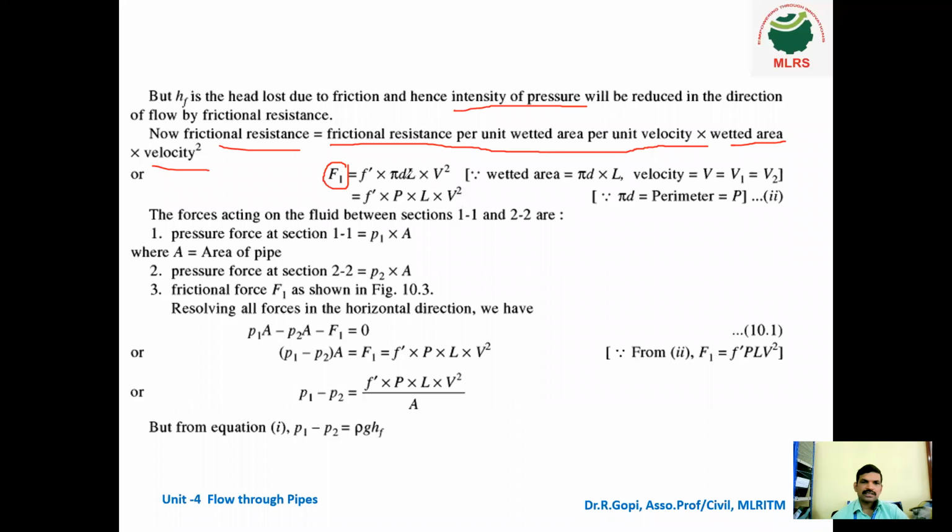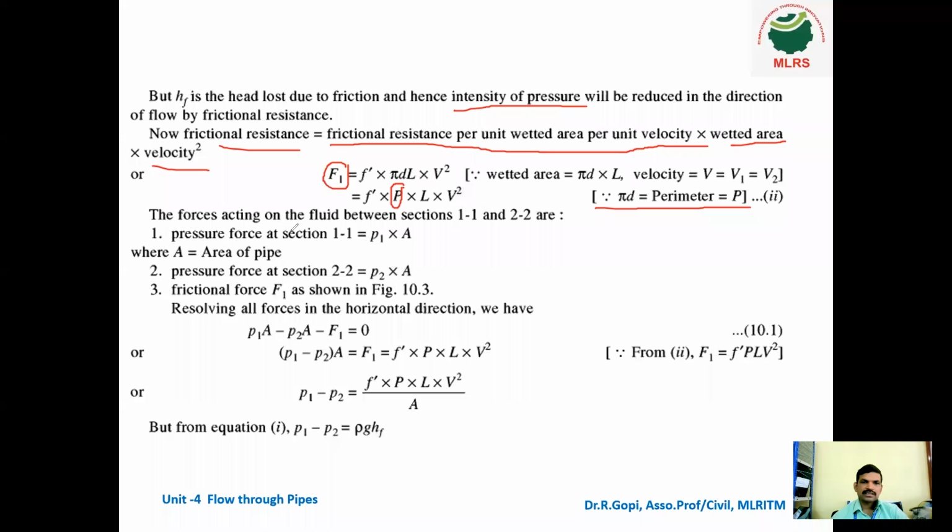So in F', πd is nothing but the perimeter or circumference. So π into d, which is equal to P, because here the perimeter is πd. So it is P into L into V squared. Keep it as this one. This is the F1 formula.